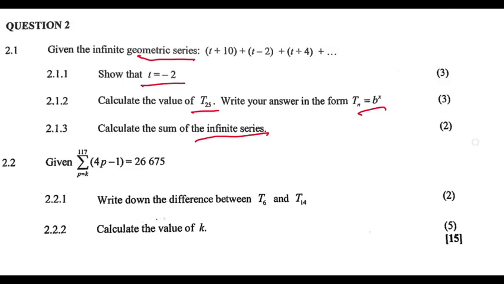The first question said write down the difference between T6 and T14. Now the given sigma notation, P is equal to K, that's the bottom one, the top one 117, and the function we have 4P minus 1, equal to 26,675. So write down the difference between T6 and T14. Obviously, we need to write the difference between these two terms.